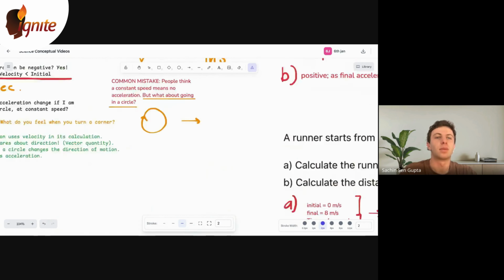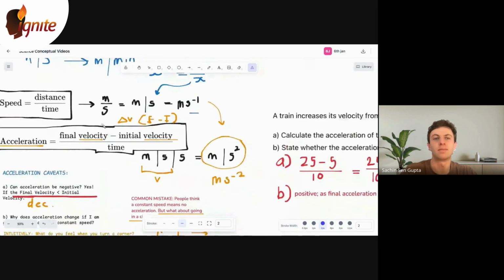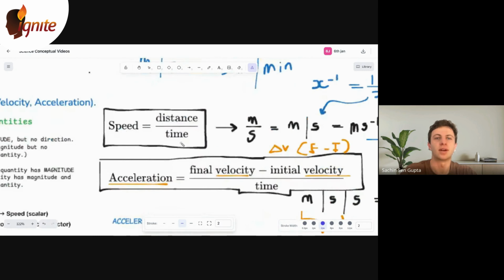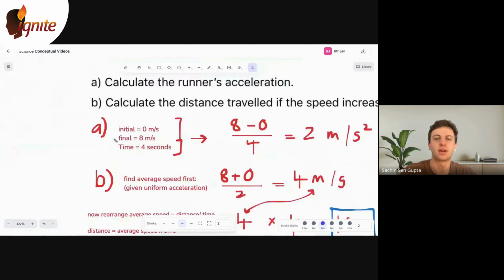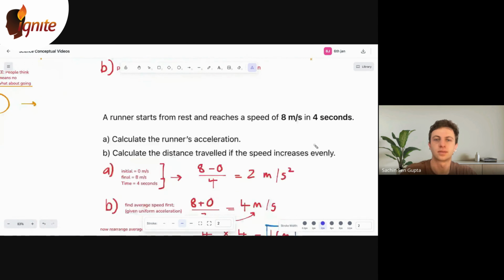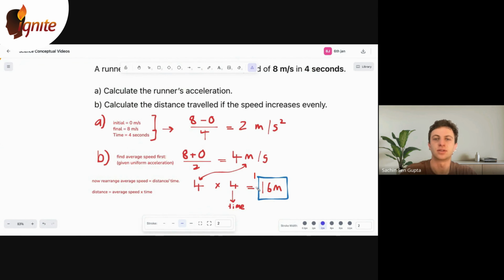And now, remember the first one we've got is speed is distance over time. What are we trying to get? We're trying to find the distance. So we need to rearrange that, right? If we want to get distance by itself, time needs to go over this side, right? So it needs to be speed times time. Speed times time gives distance. 4 times 4, where have I got the 4 from? 4 seconds. And you get 16 meters traveled.